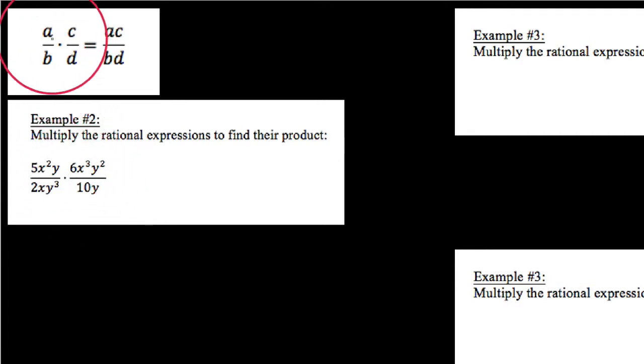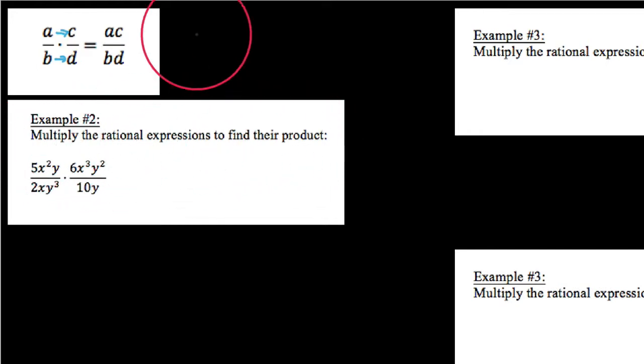The way we're going to treat this is the same way we treat numerical values, which is if you multiply two fractions we often just do it straight across. So we would say that the product of A/B times C/D, or A/B of C/D, would be AC over BD.